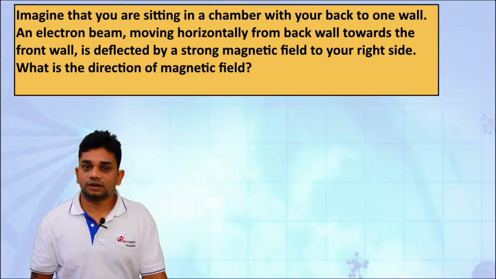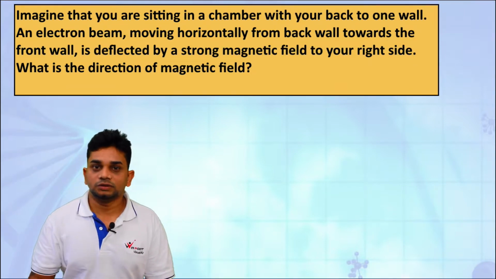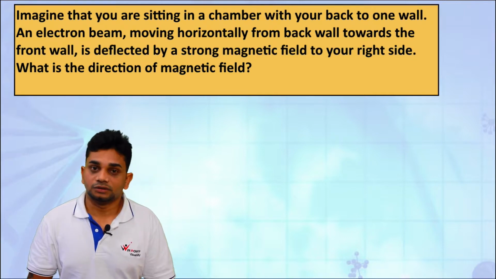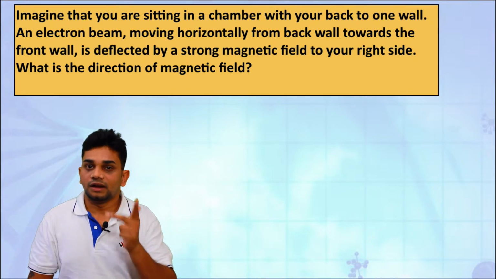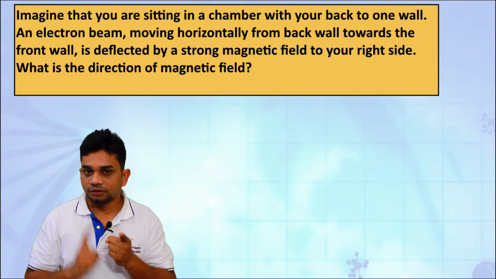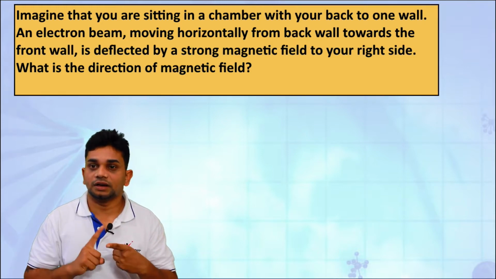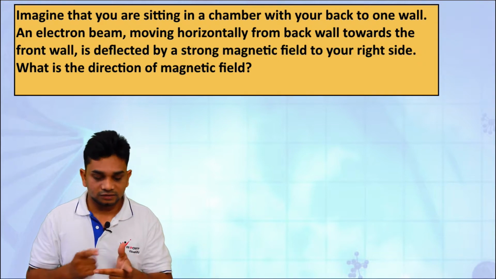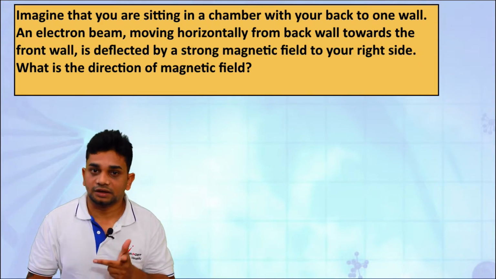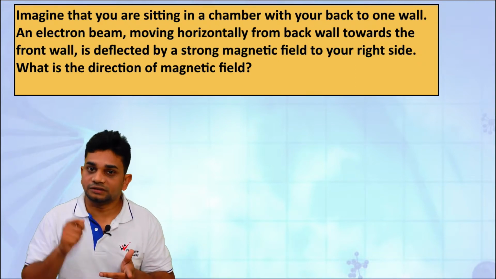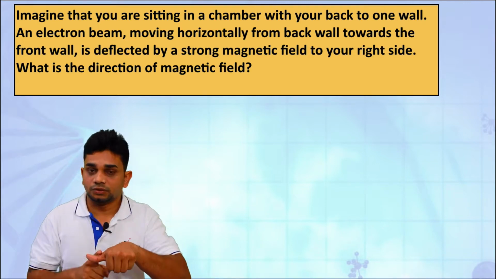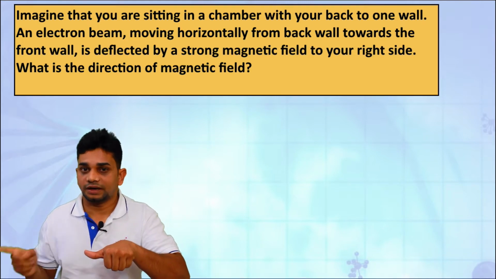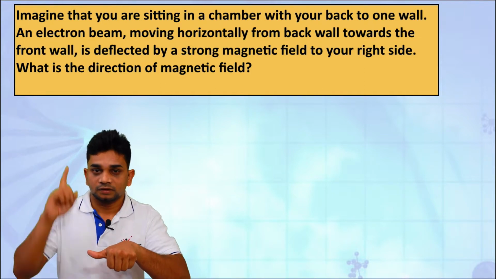How can we find the direction of magnetic field? Yes, we can use Fleming's left hand rule. According to this rule, the forefinger is indicating the direction of magnetic field, the middle finger is indicating the direction of current, and the thumb is indicating the direction of force. Here the direction of force is given. It is towards right because it is deflecting towards right. I am talking about my right.